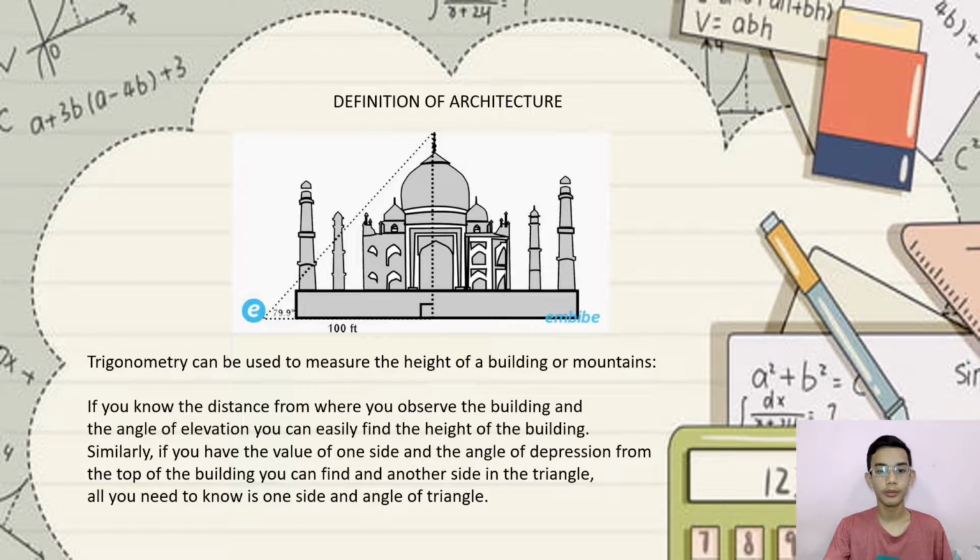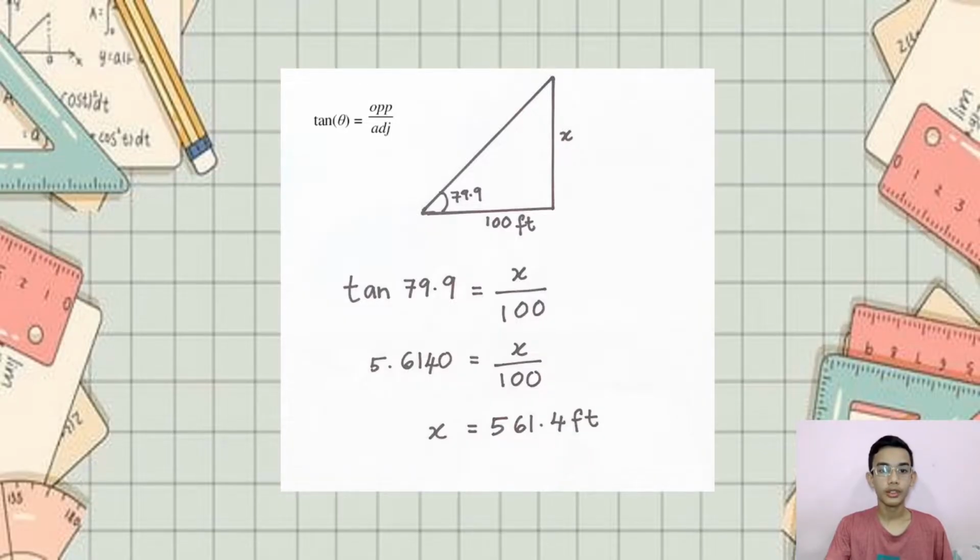So using this example, I will try to find the height of the building. To do that, we need to use the formula tan equals opposite divided by adjacent. First, we need to confirm the value of the angle and the adjacent. The value of the angle is 79.9, so we put tan 79.9 equals x. The adjacent is 100, so x divided by 100.